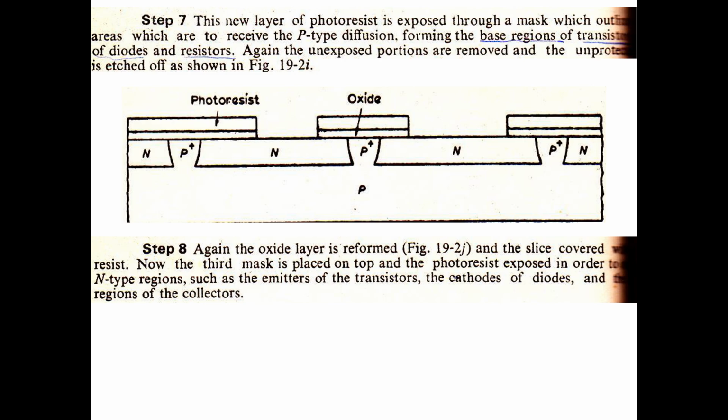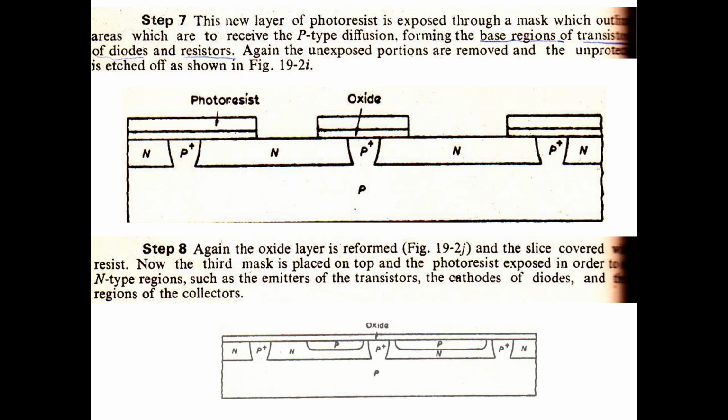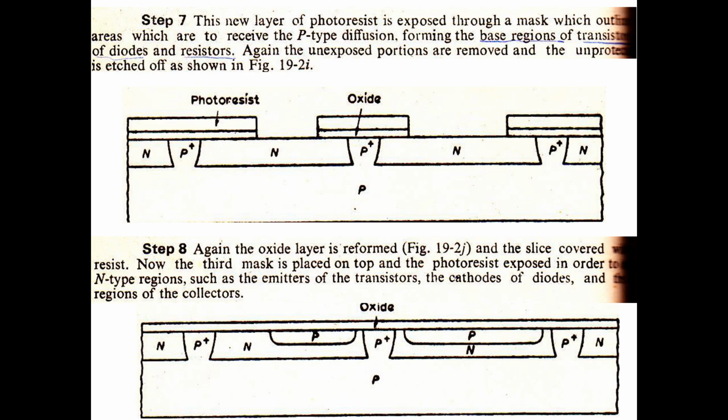So now through those exposed areas, a new layer has been formed. You can see in the N layer, a P layer has been embedded. Through that area diffusion takes place, and in the N region another P region has been formed.